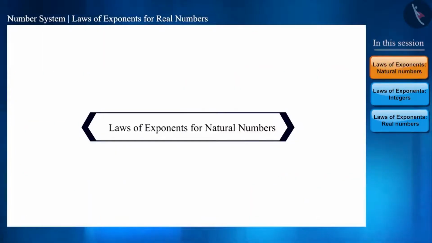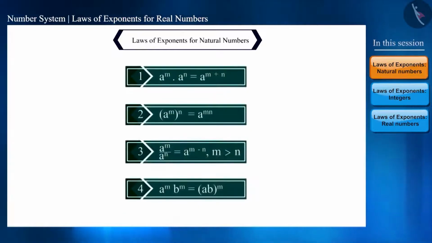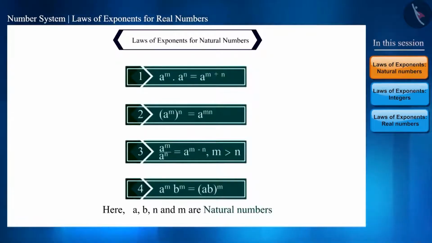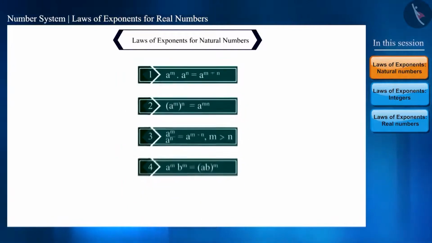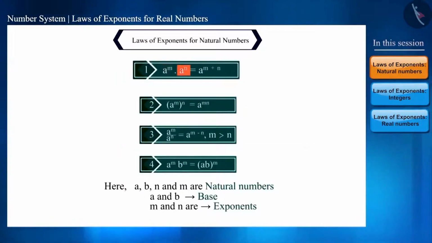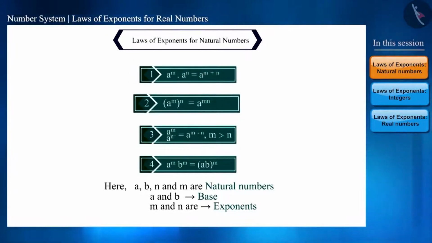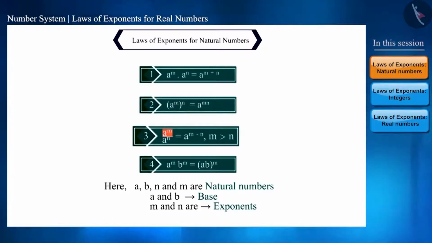Friends, we have studied the exponential rule for natural numbers in previous classes. As per the first rule, if a raised to power m is multiplied with a raised to power n, since the bases are the same, both the powers are added. As per the second rule, multiplying the power inside the bracket, that is m, by the power outside, is written like this. And on dividing a raised to power m by a raised to power n, the result is a raised to power m minus n.